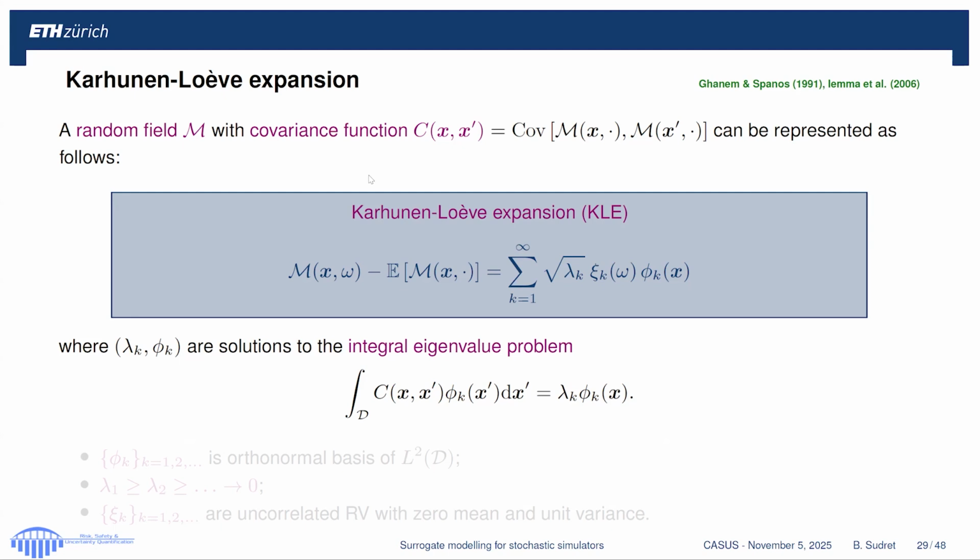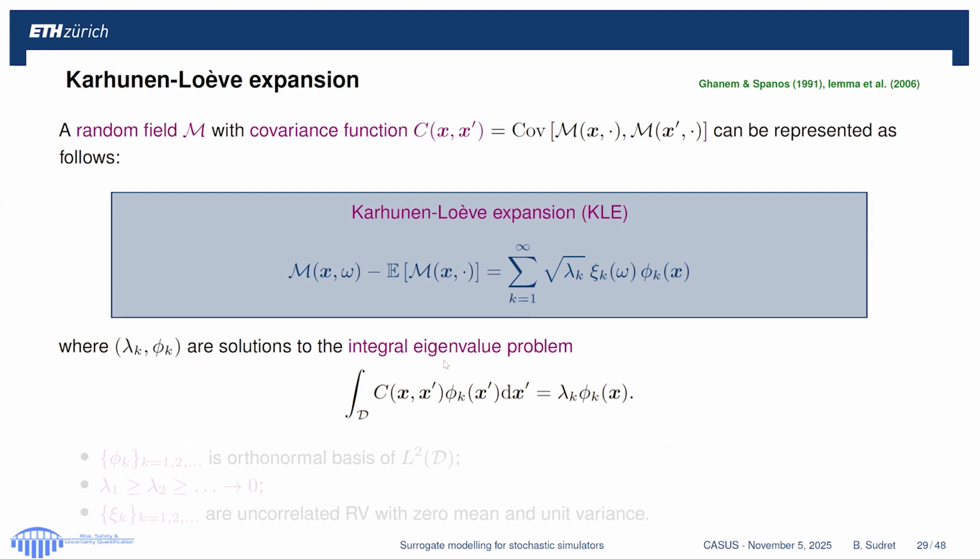If you have a random field characterized, let's say with 0 mean and unit variance, very simple, but characterized by a certain covariance function, you can expand this as an infinite sum, as a series of functions of space multiplied by variables and some eigenvalues. And those terms, the lambda and the phi, are basically the solution of an eigenvalue problem.